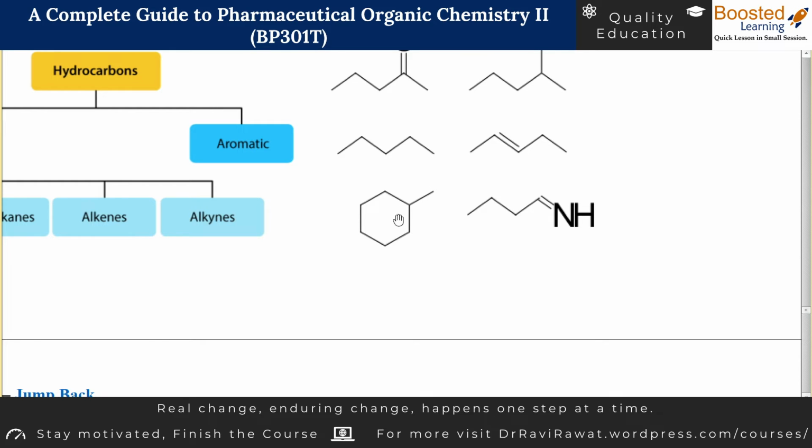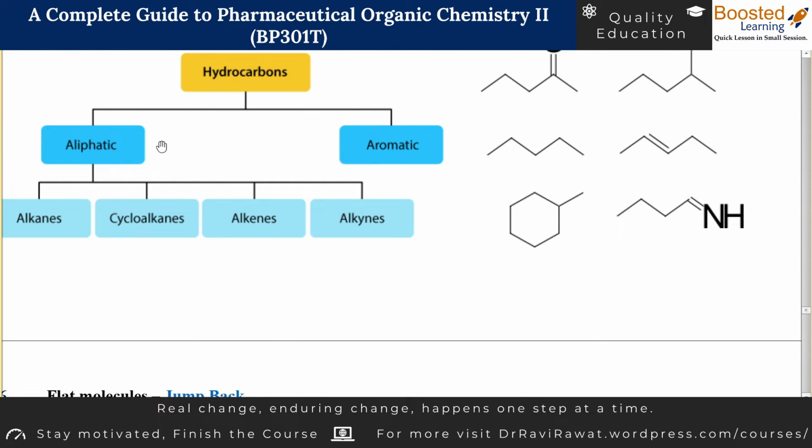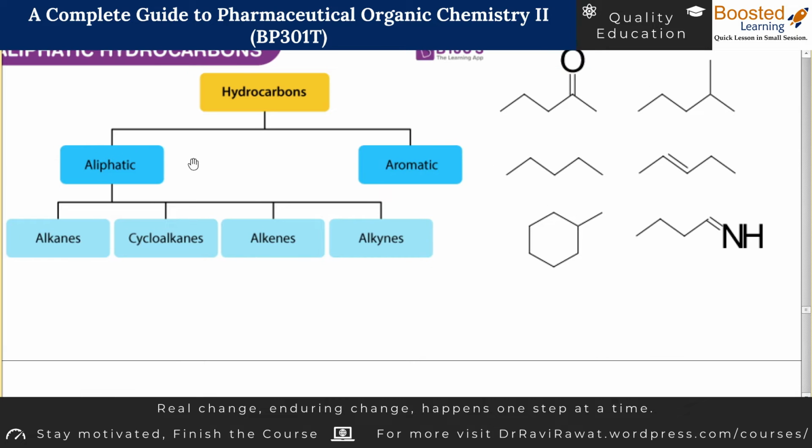Yes, it is cyclic, but it does not have conjugated alkenes. There are no double bonds which are part of the conjugation. So this molecule is not aromatic, simply it is aliphatic. So there are two different terms: one is aliphatic and the other is aromatic.